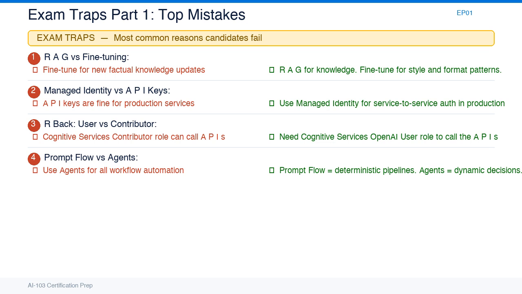Trap 2. Managed identity versus API keys. In production, always prefer managed identity. API keys are for local development only. Trap 3. RBAC confusion. The Cognitive Services Contributor role lets you manage the resource but does not let you call the API. You need the Cognitive Services OpenAI user role to call the APIs. Trap 4. Prompt flow versus agents. Prompt flow is for deterministic, predictable workflows. Agents are for dynamic, decision-making scenarios where the path is not known in advance.